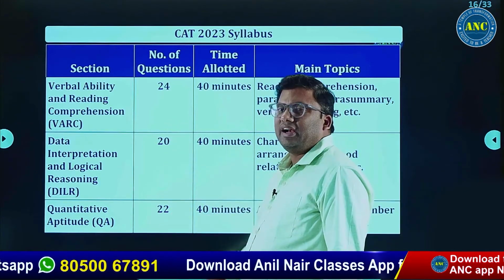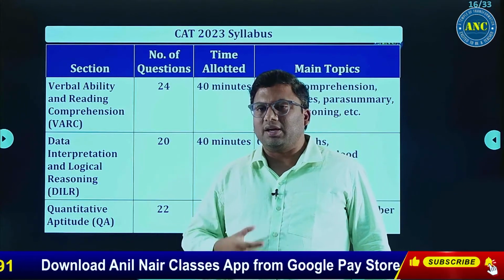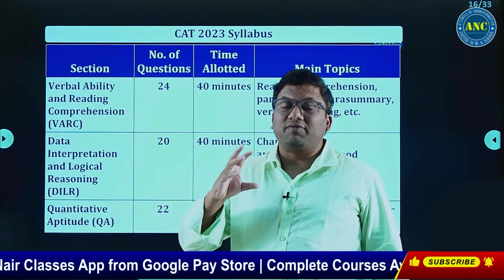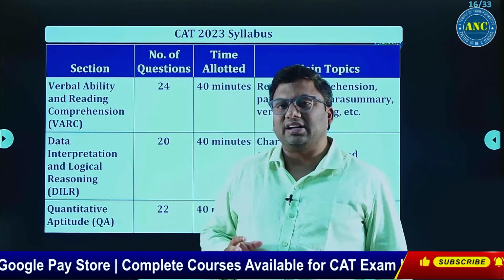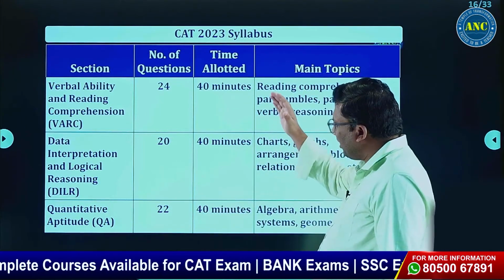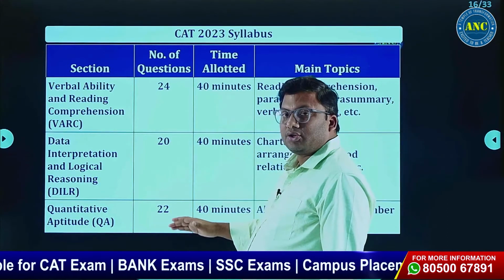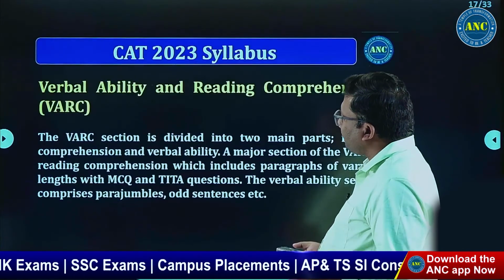Verbal ability and reading comprehension, we expect students to go through Economist, Times and so on and so forth. The important website links from where the previous year CAT papers come, I will keep in the description so that you can bookmark it and you can get into eclectic reading. 40 minutes, 40 minutes, 40 minutes, 24, 20, 22 questions. Sectional cutoff will be there, overall cutoff also will be there.